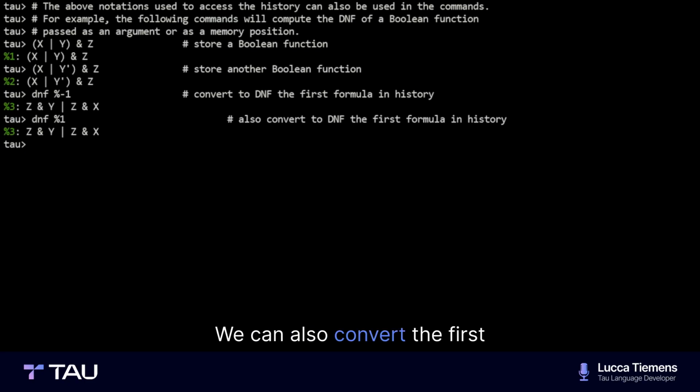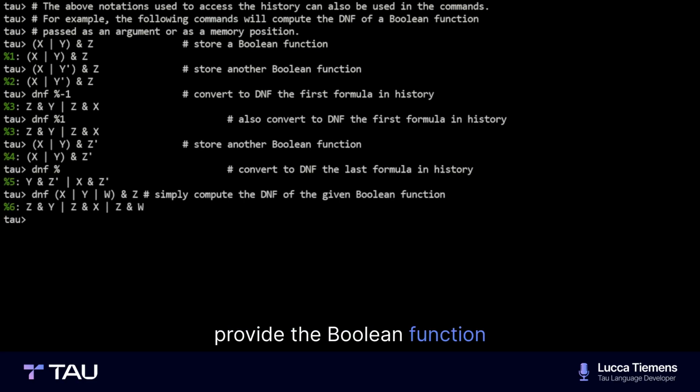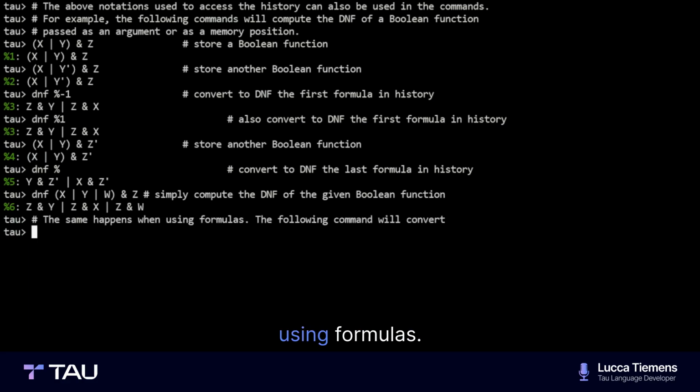We can also convert the first formula ever stored in the history to DNF. But of course, we can also provide the Boolean function directly to the DNF argument. The same happens when using formulas.